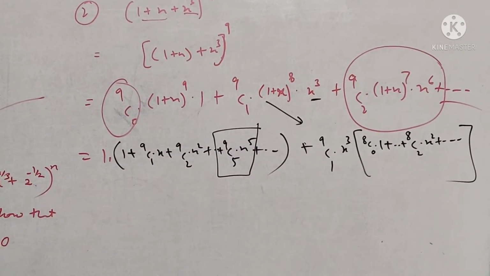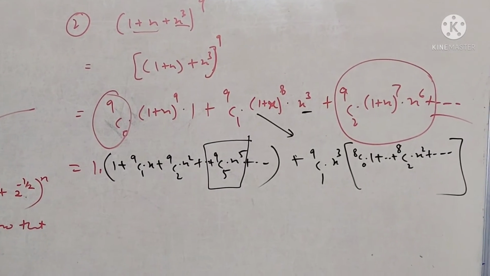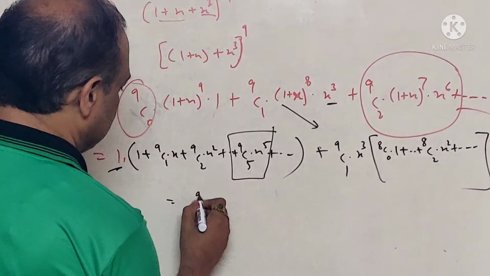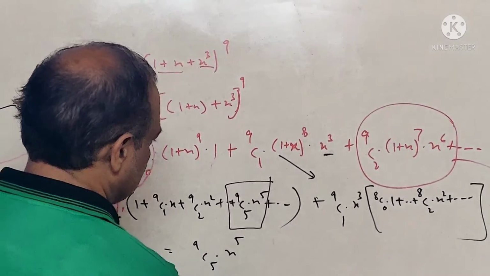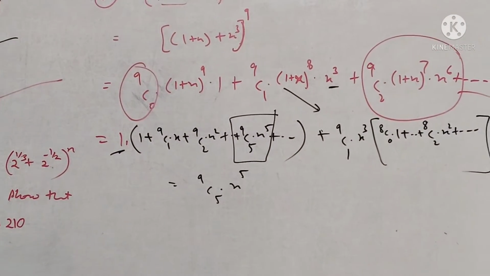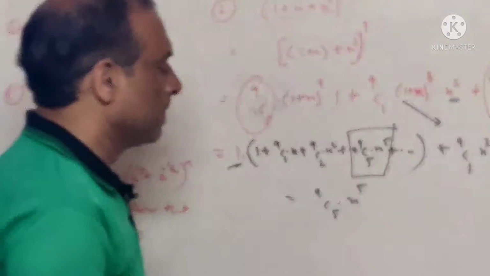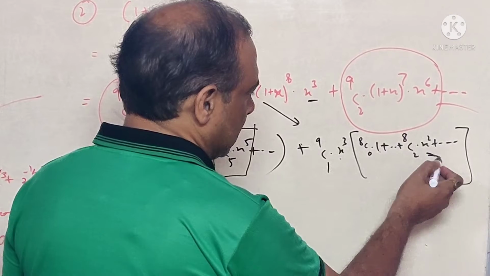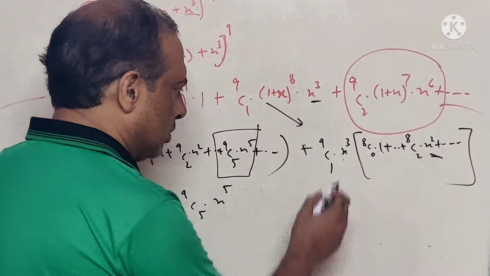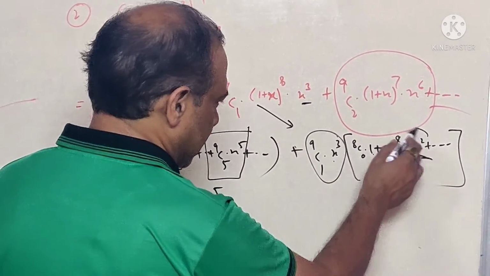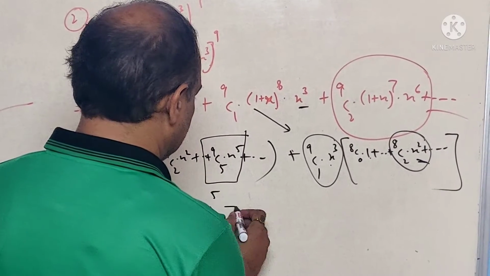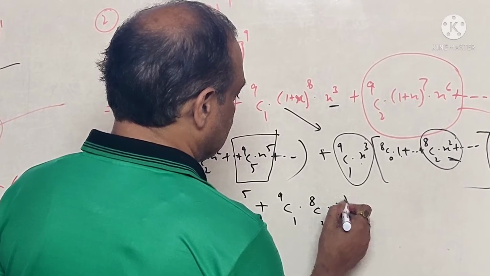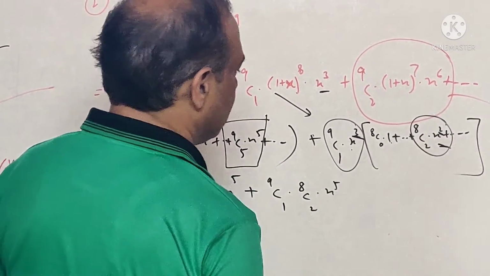Clear? We need x power 5. We should make it clear how we can get all these things. We can get 9c5 from here. This is 1. If you multiply this, you will have 9c5 multiplied by x raised to power 5. Other terms are of no use because they are not having x raised to power 5 in them. Now here, if you multiply x cube with this, it will give you x cube, and with this it will give you x power 5. Therefore, we should do only this part and this part. We can multiply them. How we can multiply them? 9c1 into 8c2 into x raised to power 5. 3 plus 2 will give you 5.